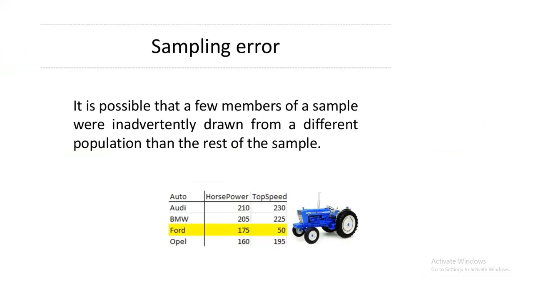So the study is about trying to understand the impact of outliers on the data. Some of the vehicles have high horsepower and high top speed, while for other vehicles the horsepower is very high but the speed is very low.